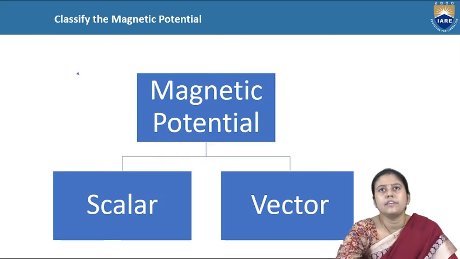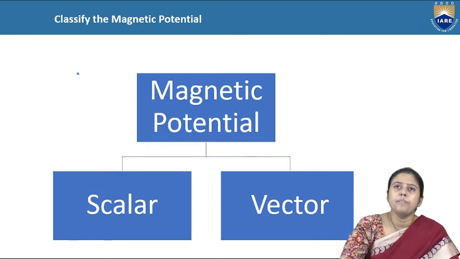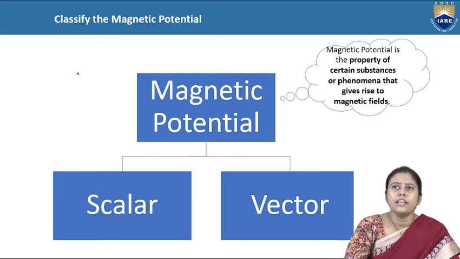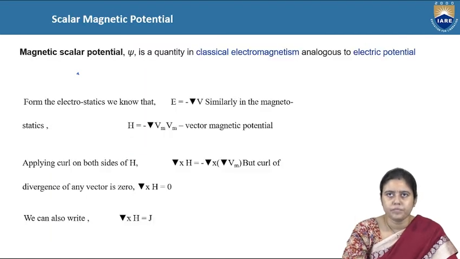Next, classify the magnetic potential. What is the meaning of magnetic potential? Magnetic potential is the property of substances or phenomena that gives rise to the magnetic field. Magnetic potential is basically of two types. One is the scalar potential, another one is the vector potential.